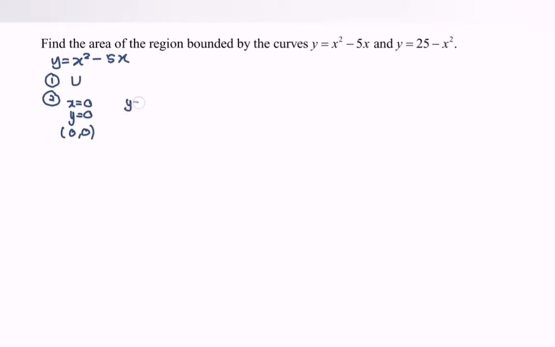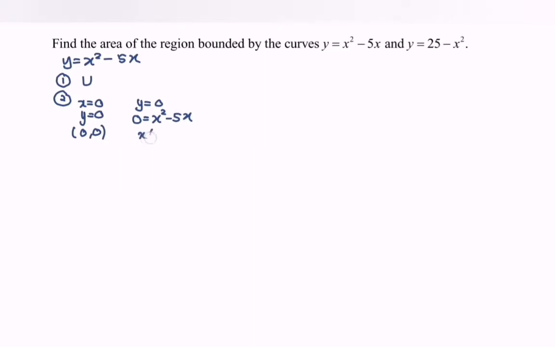When y equals 0, 0 equals x squared minus 5x. Simplify, where we have x multiplied by x minus 5 equals 0. So x will be equal to 0 and x will be equal to 5. So meaning that we will have the points origin and also 5, 0.